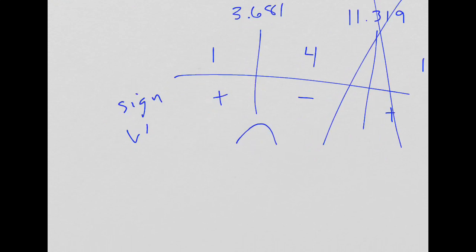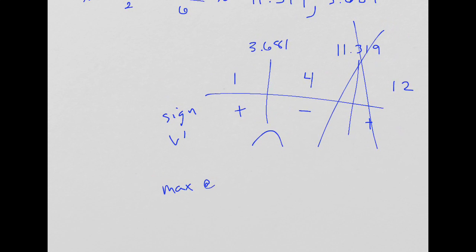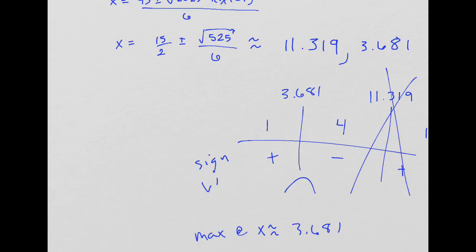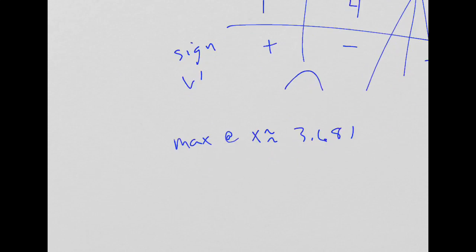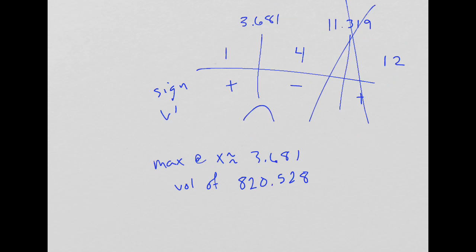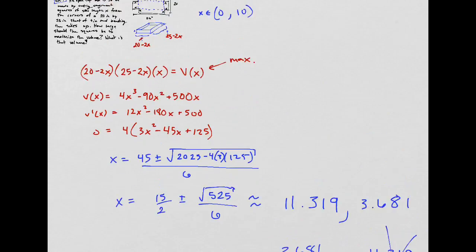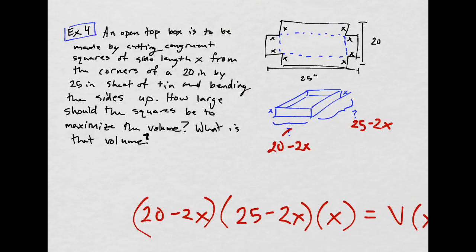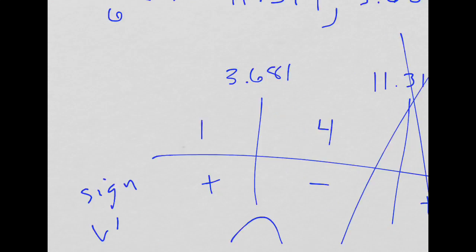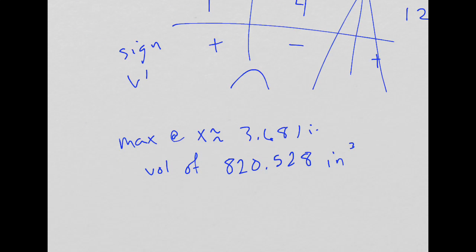And we have a max at, approximately, that's not how you write it, but at x approximately 3.681. And if I plug this into my volume formula, the volume, what would it be? So there it's 820.528. What are my units? Inches cubed. So that would be inches cubed. Holy smokes, that was a lot.